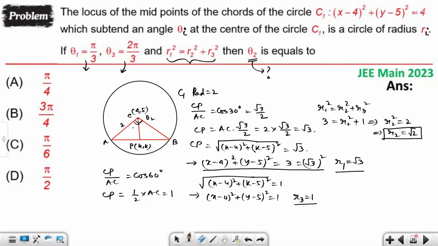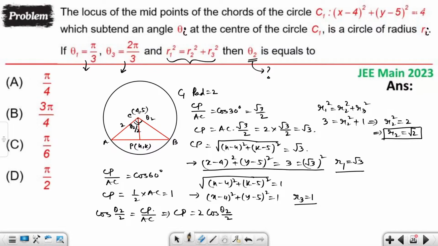This angle is how much? It is theta 2 over 2. Is it clear? Now again from the triangle APC, what can you write? What is cos theta 2 over 2? It is CP over AC. So what is your CP now? CP is basically AC, and AC is 2. So it is 2 times cos theta 2 over 2. Are you getting my point? This is your CP, right?